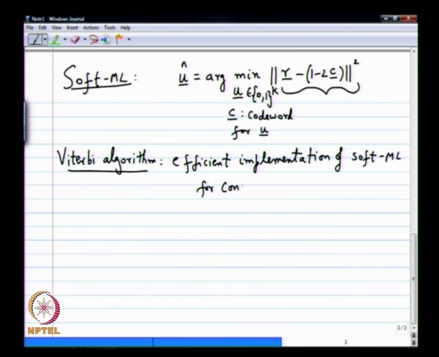For convolutional codes. Okay, using the trellis obviously. Okay.